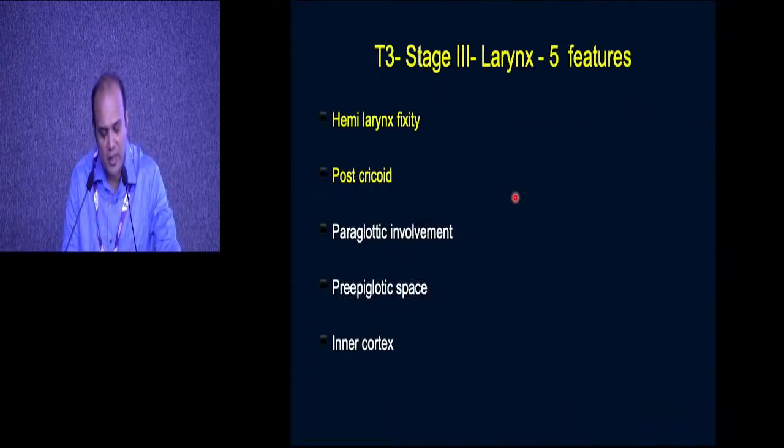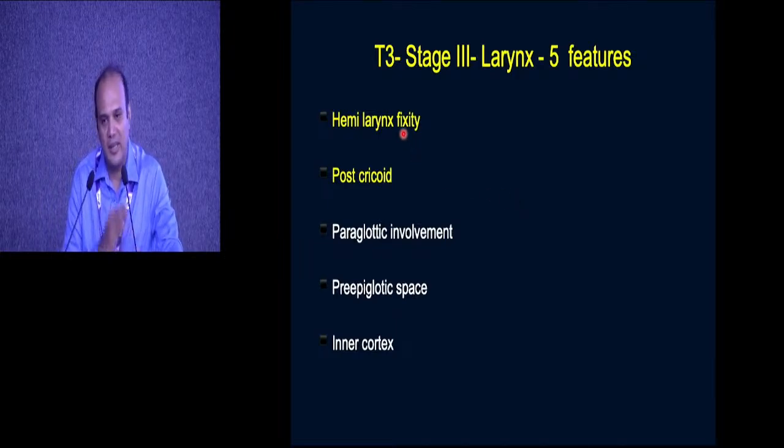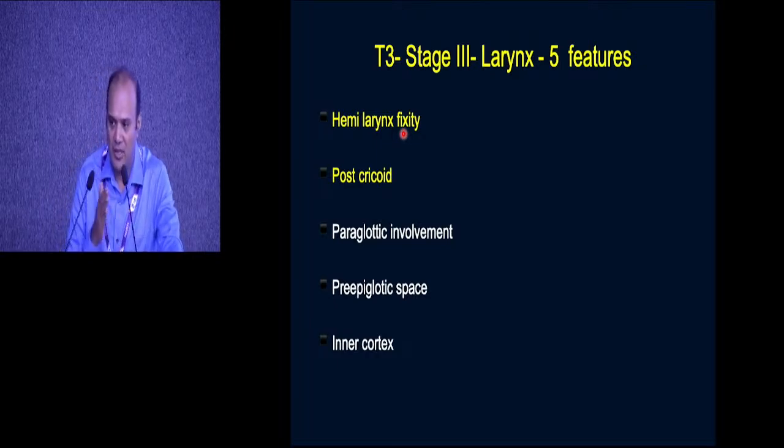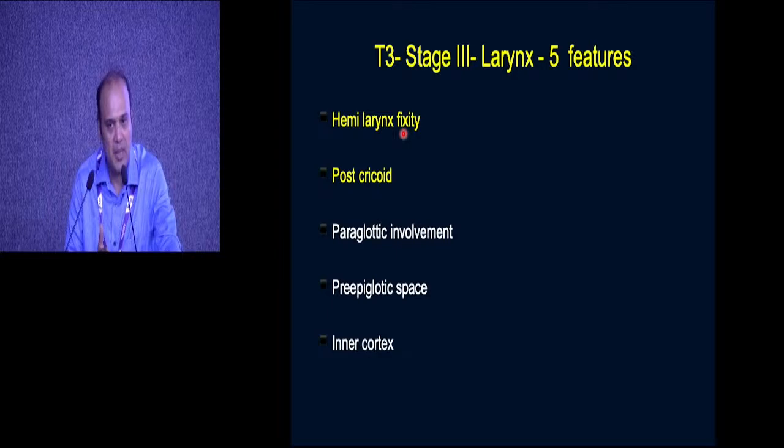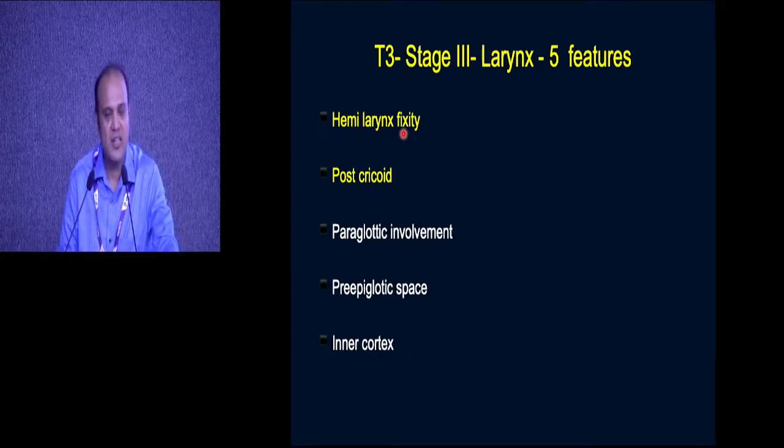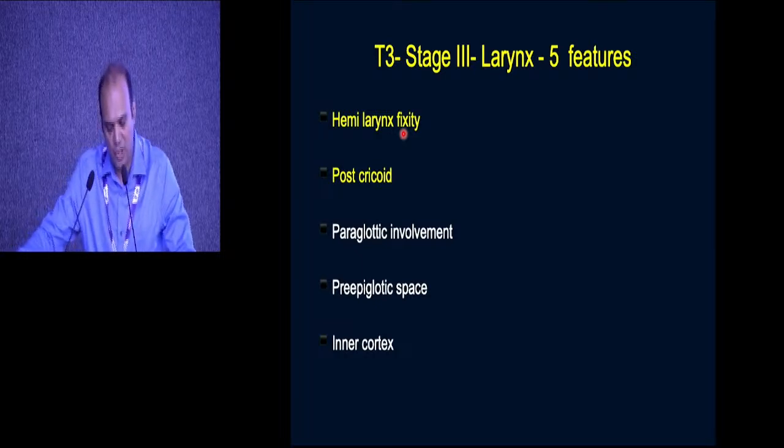So what is T3? We have said T1, it is a fully mobile cord in a vocal cord. It is confined to one vocal cord is T1A. If it involves two, then it becomes T1B, no supraglottic or subglottic. If there is an impaired mobility or extension into subglottis or supraglottis, then it becomes T2.